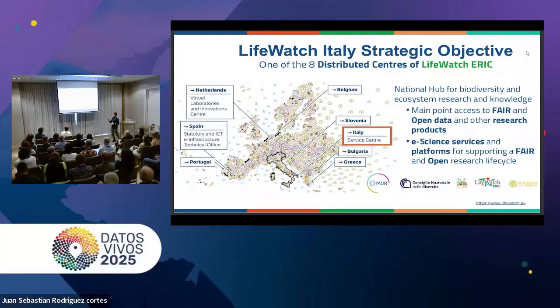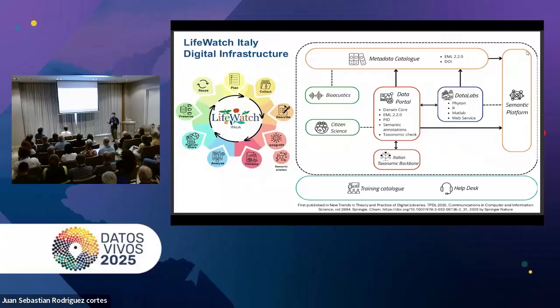And our main aim is to be a national hub and provide a main point of access to FAIR and open data and, in general, all the digital research products that are produced during the research life cycle in the field of ecology and biodiversity, and to provide also digital services to support this life cycle. To do so, in the last 4 or 5 years, we developed a full ecosystem of interconnected platforms, and each of these is supporting one or more steps in the data management life cycle.